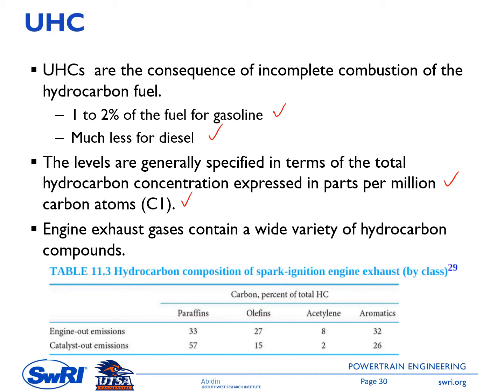Engine exhaust gases contain a wide variety of hydrocarbon compounds. You can see in the table that the first row is the composition for the engine-out emission. It has around 33% paraffin-type hydrocarbon, 27% olefin, 8% acetylene, and 32% aromatic. At the catalyst-out location, we have a higher paraffin percentage, 57%, and then 15% olefin, 2% acetylene, and 26% aromatic.